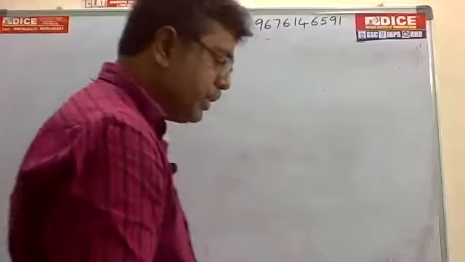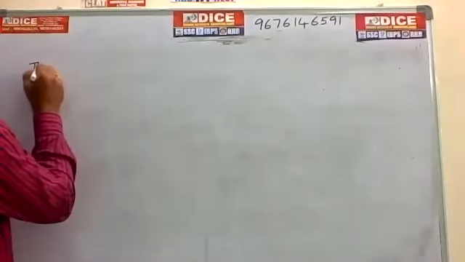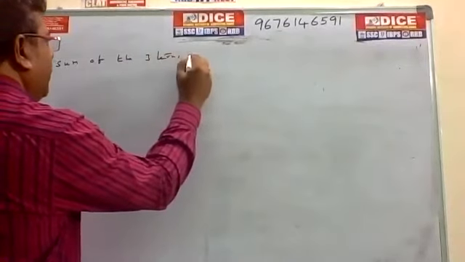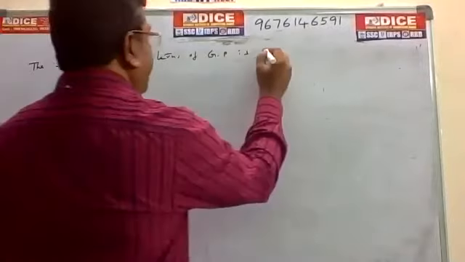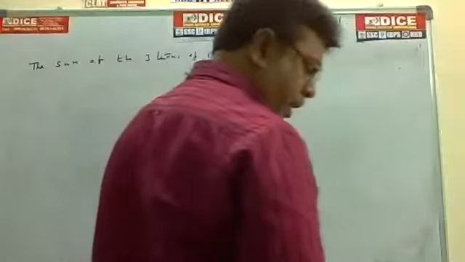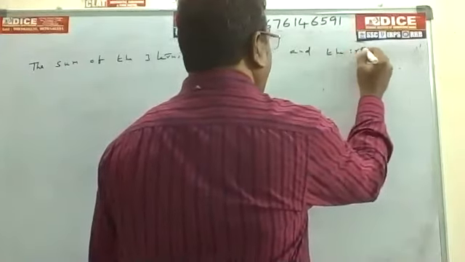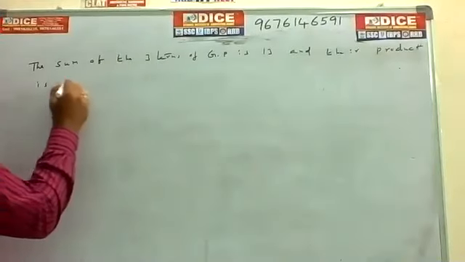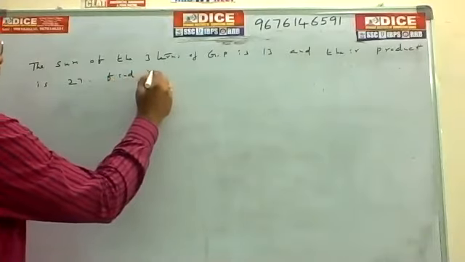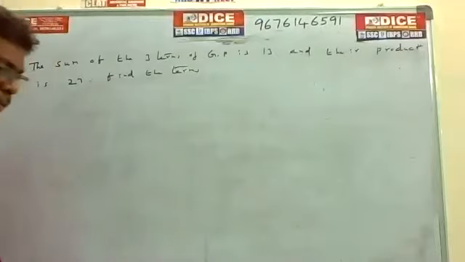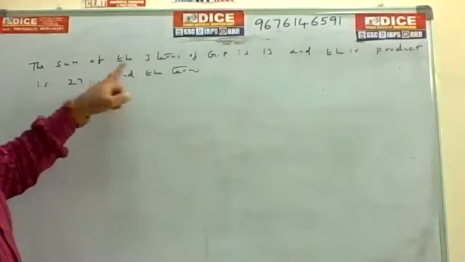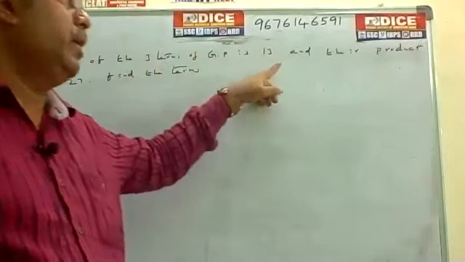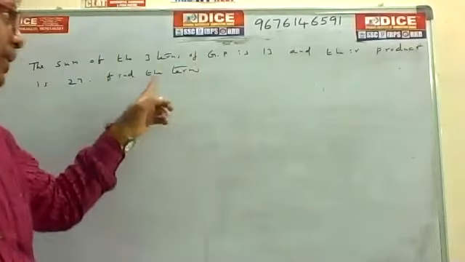Next one. The sum of the three terms of a GP is 13 and their product is 27. Find the terms. We have a GP in which three terms are there. We don't know the terms. The sum of the three terms of the GP is 13 and their product is 27. Find the terms.